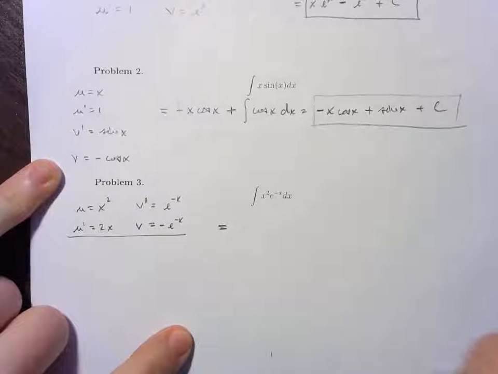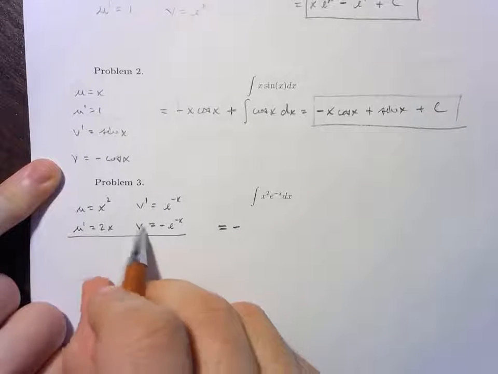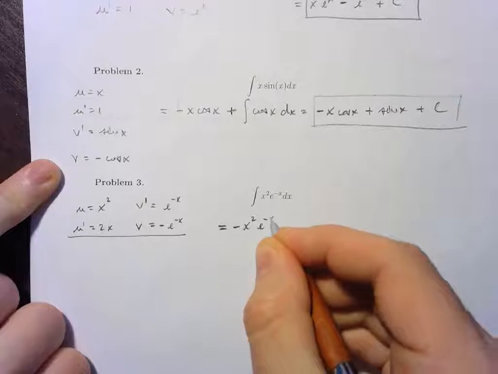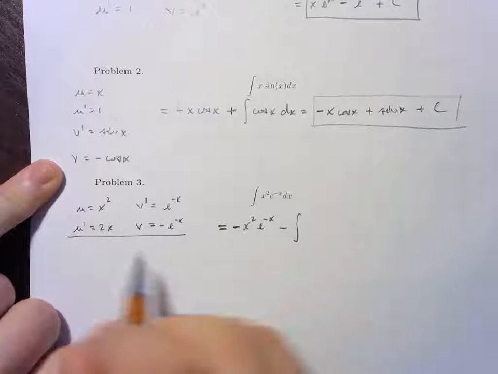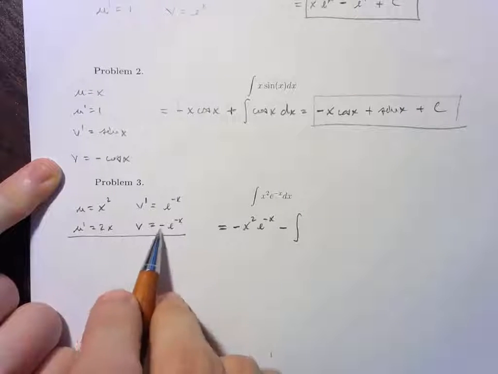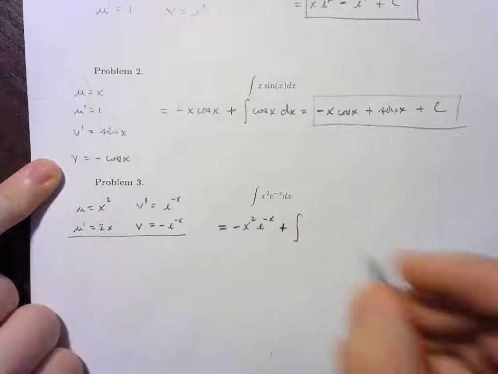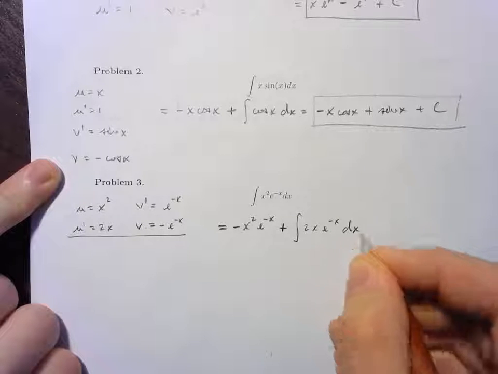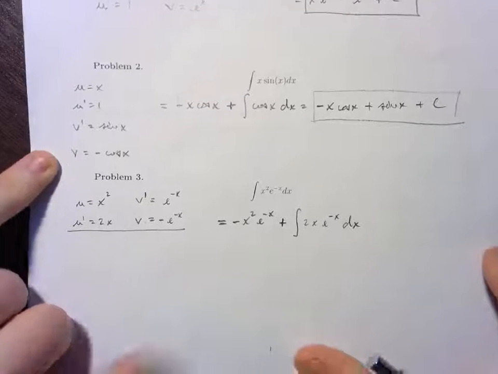into the integration by parts formula once, I get these two multiplied, so negative x squared e to the minus x, minus the integral now u prime times v. So I pick up an extra minus sign, so I'm going to make this a plus 2x e to the minus x. And now the second integral needs integration by parts one more time.